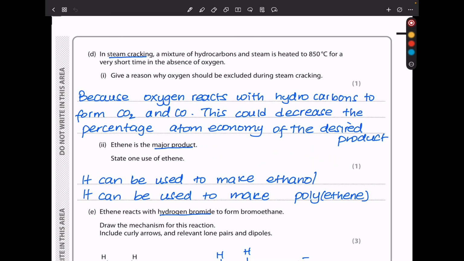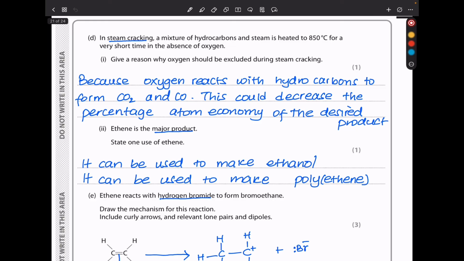In part D, they say in steam cracking, a mixture of hydrocarbons and steam is heated to 850 degrees Celsius for a very short time in the absence of oxygen. Give a reason why oxygen should be excluded during steam cracking. There is a possibility that oxygen could react with the hydrocarbons to form other products of carbon like carbon dioxide and carbon monoxide, and this could decrease the percentage atom economy of the desired product.